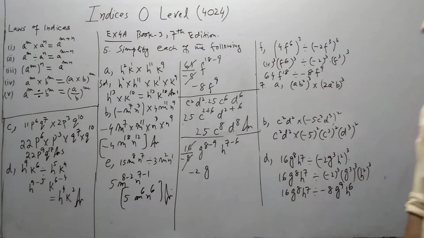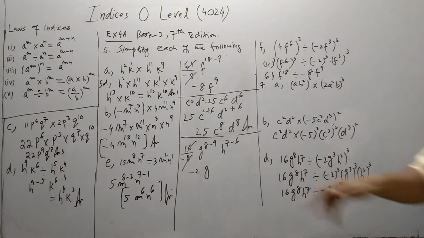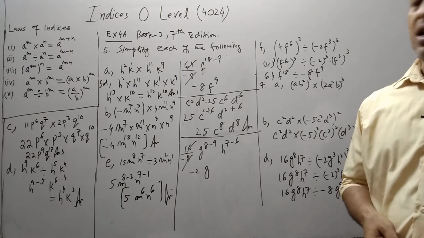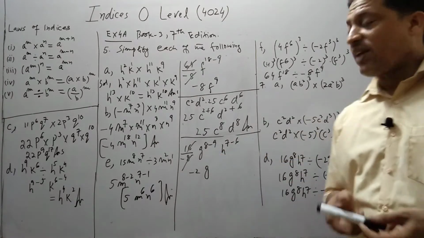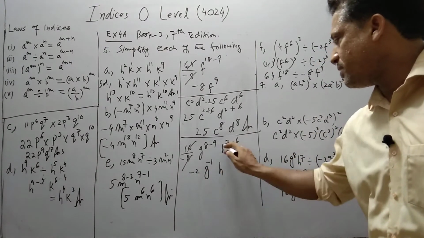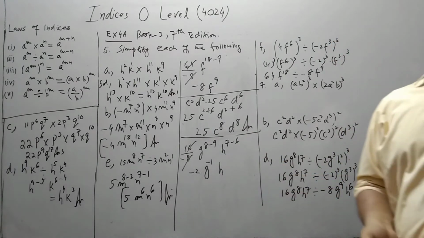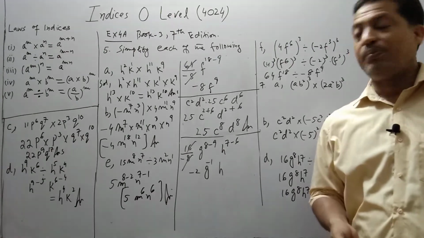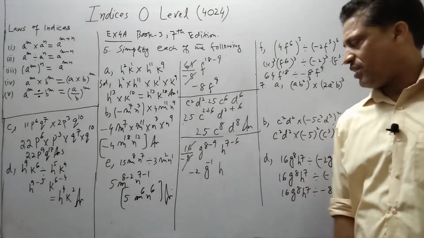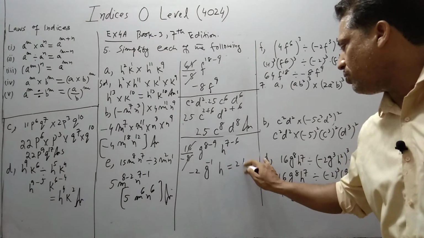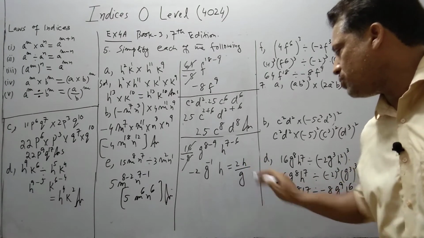G is. What is the answer of 8 minus 9? 8 minus 9 is minus 1, because we have to write the sign of the bigger number. The answer is minus 1. H, 7 minus 6 is 1. If the power is positive 1, there is no need to write positive 1. But you must write minus 1 if you have minus 1. So the final answer would be 2H upon G.